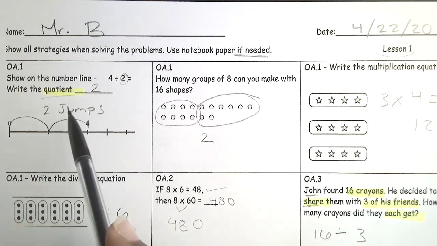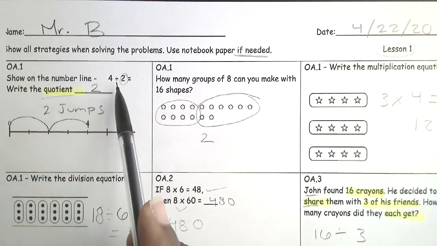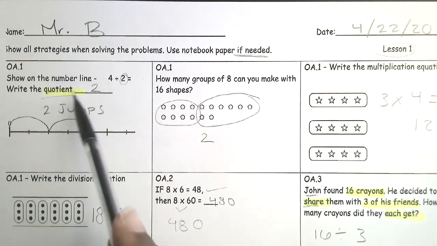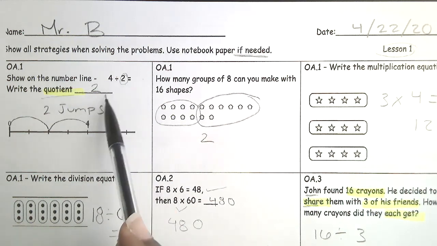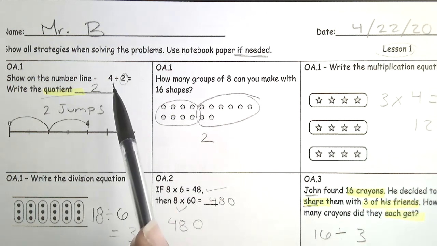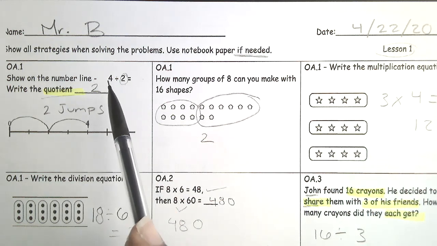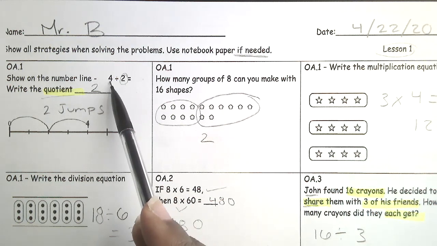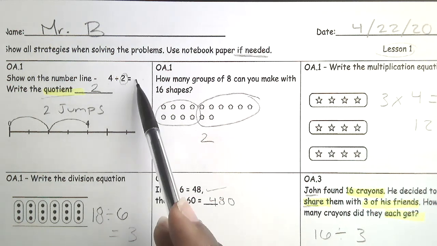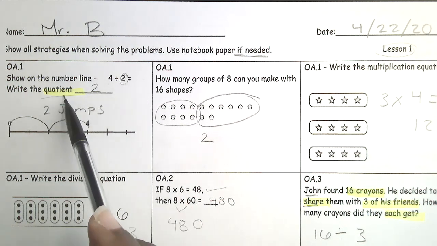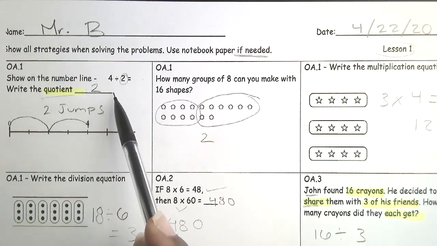Now, let's take a look at our first box. It says, show on the number line 4 divided by 2 equals, write the quotient, okay? Now, we know 4 divided by 2 equals 2. Do we know our key terms when it comes to talking about division? Do we remember that this is our dividend, this is our divisor, and our answer to our division problem, as we know, is our quotient, okay? So 4 divided by 2, we know equals 2. Write the quotient, that's 2.